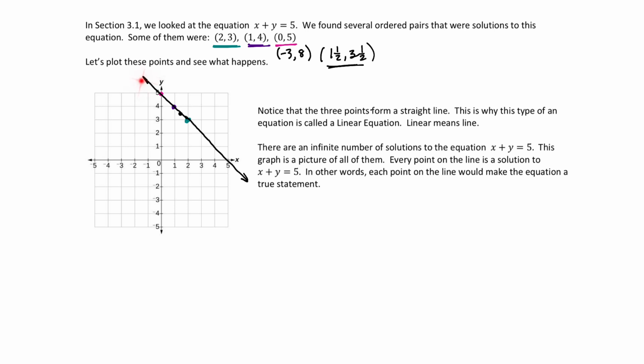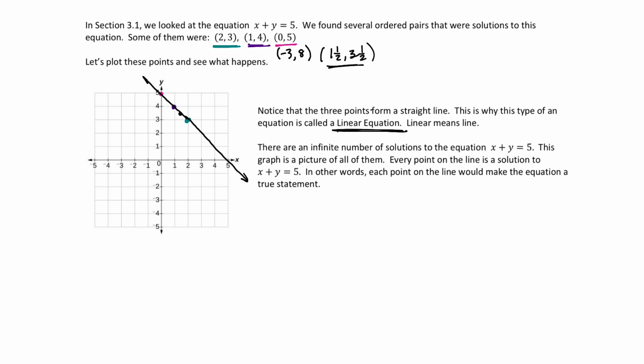There's an arrow on the end of both of them because it continues forever. We could use really huge positive numbers and then would have to have a really huge negative number to balance it out to equal 5. We could choose a really big negative number and I'd need a really big positive number to add to it to balance it out. So this is why, as it says here, they are called a linear equation because they form a line.